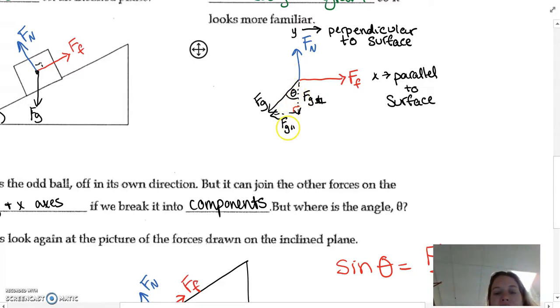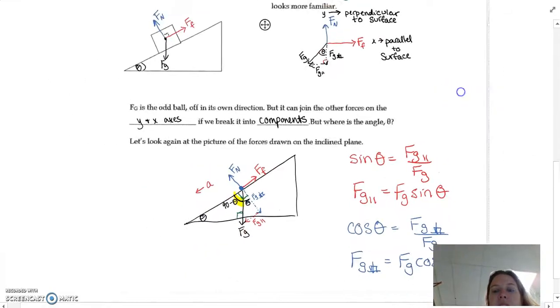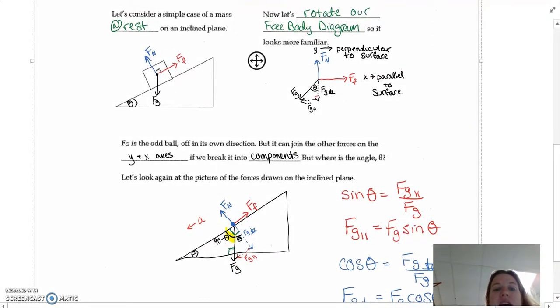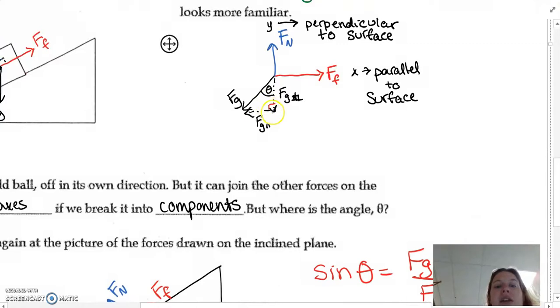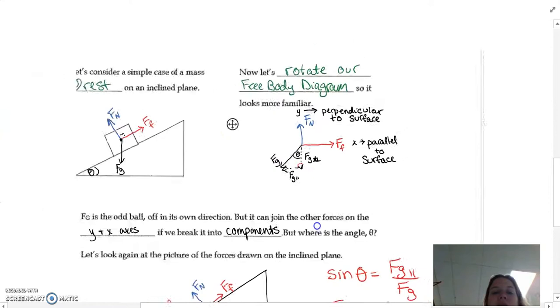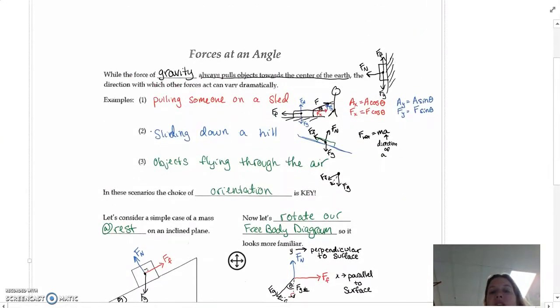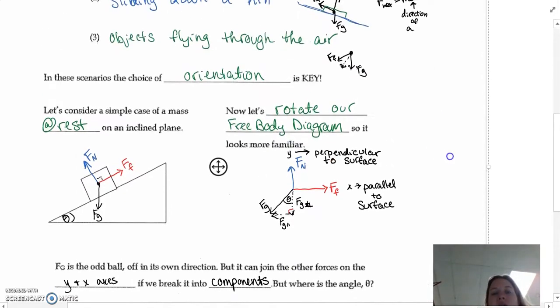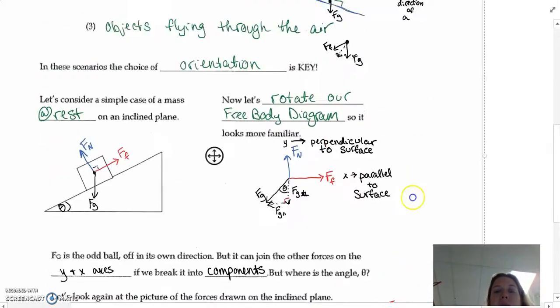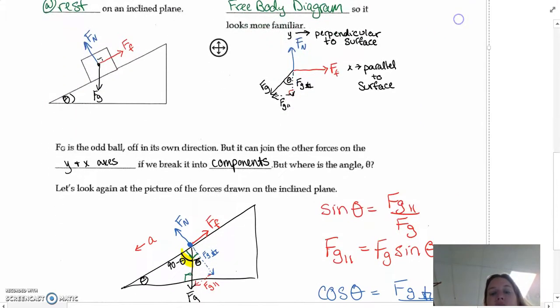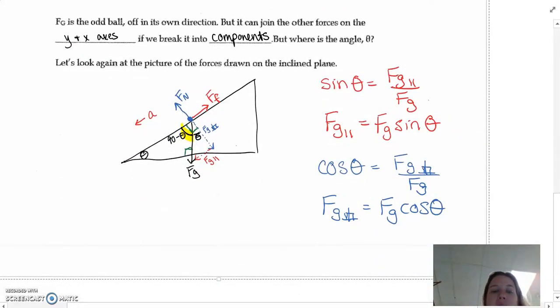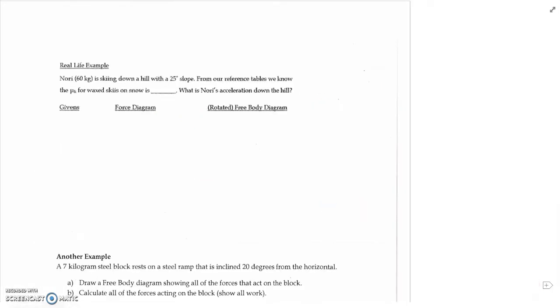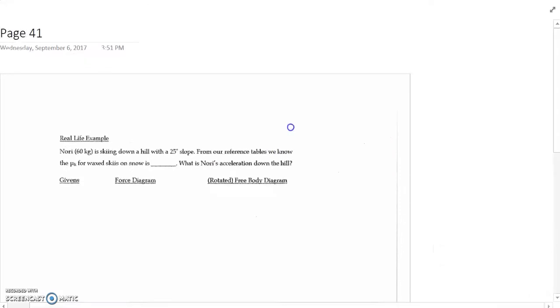Notice that FG parallel is found with FG sine theta, and it does look like it's kind of in an x-axis, and if you use the reference tables, you would actually end up with FG cosine theta. So you just need to be a little careful with these ramp ones. You can't use your regular reference table formula, but you can, of course, always use a nice trigonometric analysis. So let's look at an example problem on the next page, page 41.